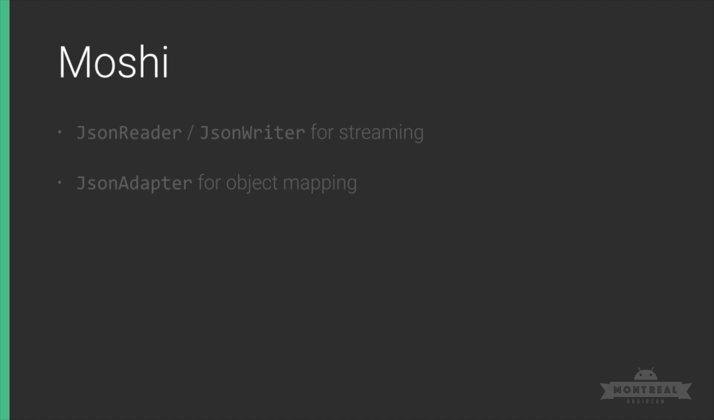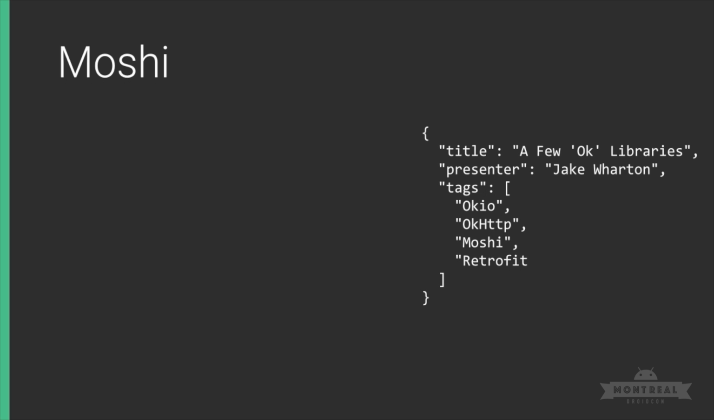Most people are not going to be interacting with the streaming API, although it does exist. There's also a class called JSON adapter, and this is probably what users of JSON or Jackson are most familiar with. This is object mapping, or data binding, it's sometimes called. This allows you to just put the JSON directly in a class which looks of a similar structure.